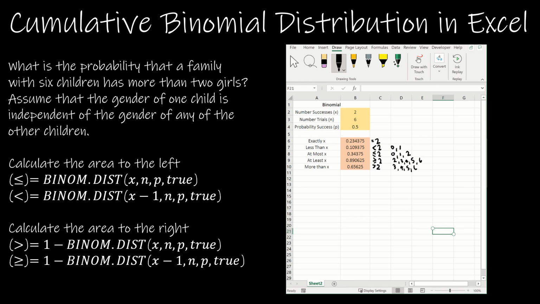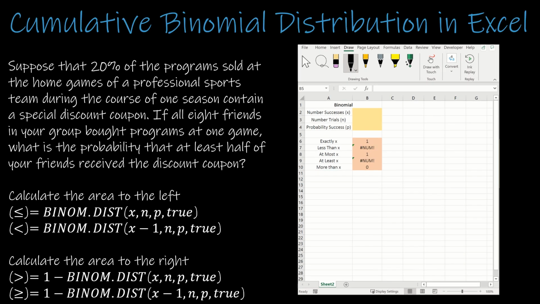4, 5, 6. So based on this question, which one do we want? It says the probability that a family with 6 children has more than 2 girls. More than 2 means 3, 4, 5, or 6. More than 2. So our solution is there is a 65.63% chance that the family with 6 children has more than 2 girls. This one is for you to try on your own, so press pause, try this question, then press play to see how you did.